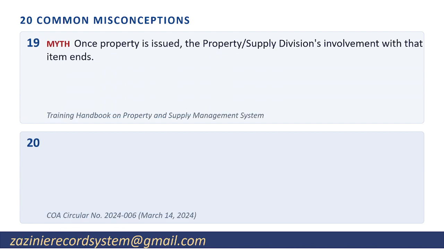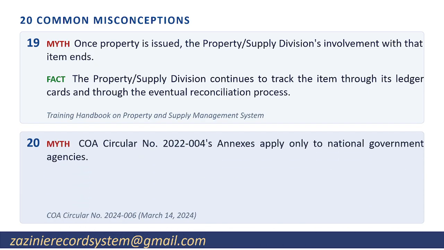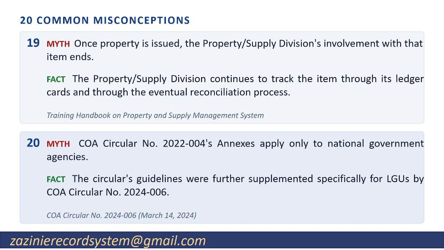20 common misconceptions. Number 19. Myth. Once property is issued, the property or supply division's involvement with that item ends. Fact. The property or supply division continues to track the item through its ledger cards and through the eventual reconciliation process. Number 20. Myth. Commission on Audit Circular No. 2022-04's annexes apply only to national government agencies. Fact. The circular's guidelines were further supplemented specifically for LGUs by Commission on Audit Circular No. 2024-006. Next slide.